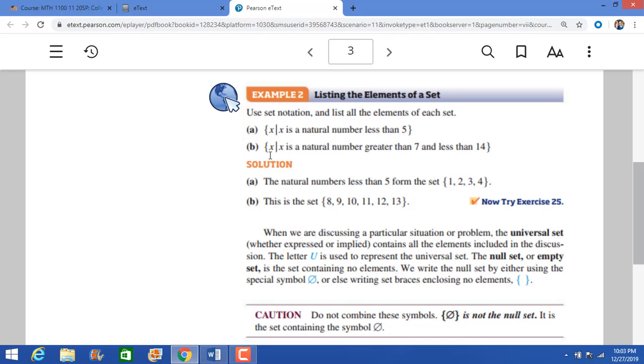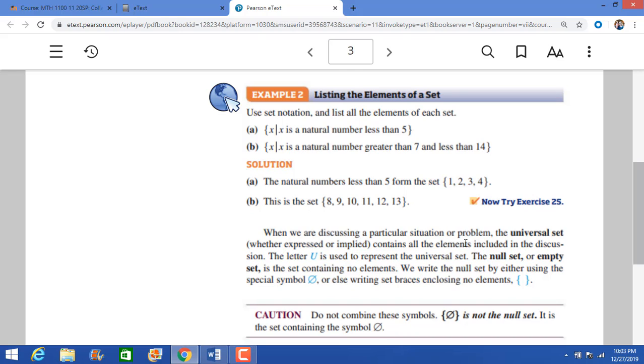Okay. Then B says the set of all x such that x is a natural number greater than 7 and less than 14. So 7 is not included and 14 is not included in this. So it's all the natural numbers between 7 and 14. So this would be 8, 9, 10, 11, 12, and 13. So this would be the set.